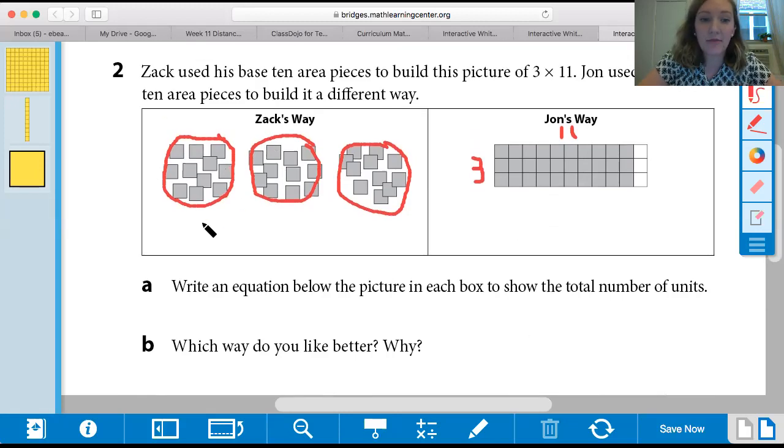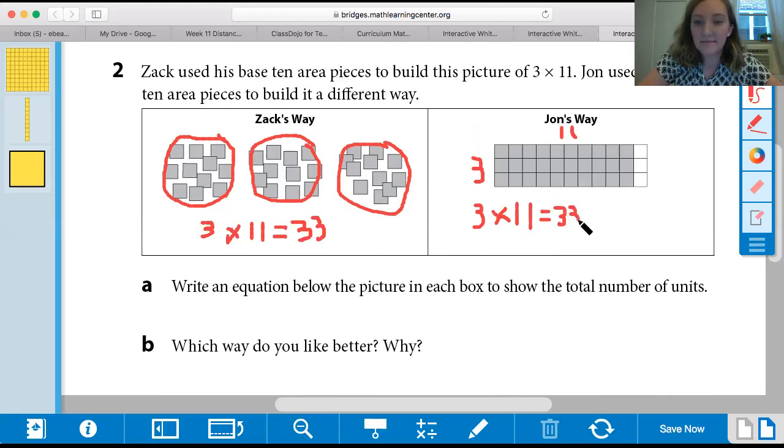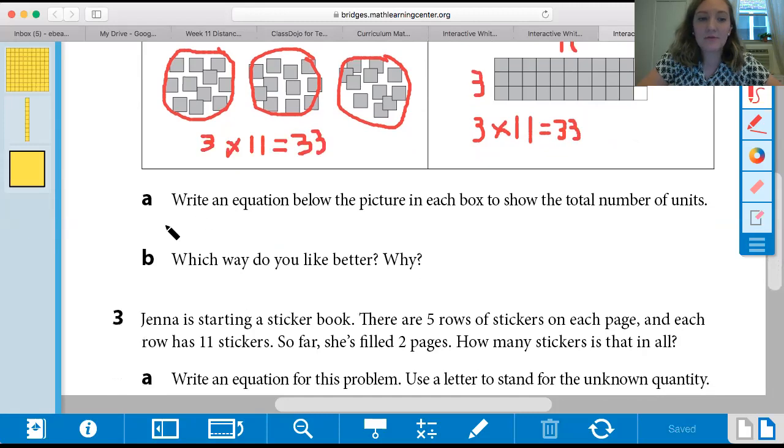So here we have 3 groups. And how many do we have in each group? 11. And what is 3 times 11? 33. Yeah, not hard at all. And what about here? This is like solving for area, isn't it? 3 times 11. And what's our answer? 33. Nice.